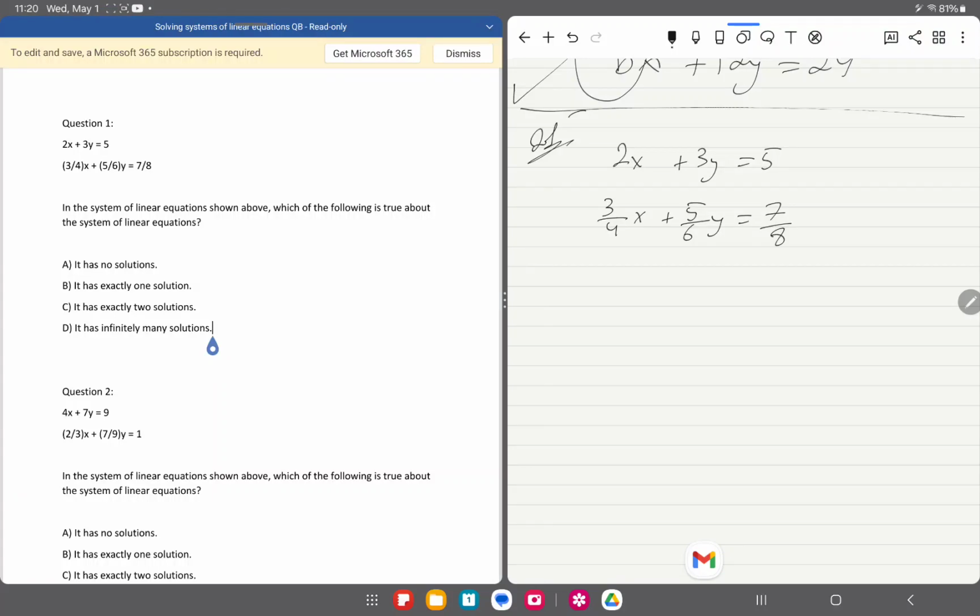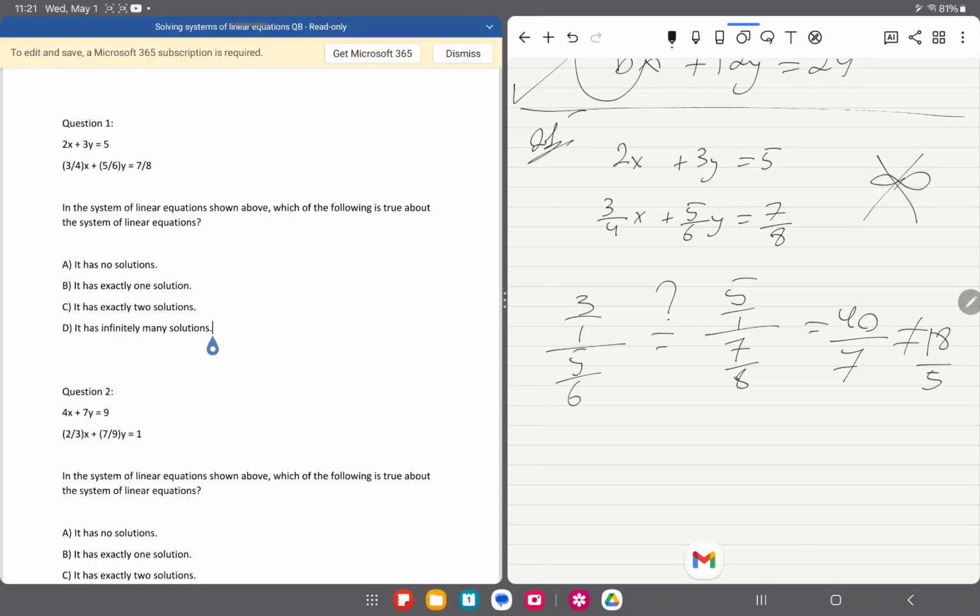Now, the first thing I'm going to check is the infinitely many solutions, to cross it out from my possibilities. So 5 over 7 over 8 is 40 over 7. Now, is 40 over 7 equal to 3 over 5 over 6? So 3 over 5 over 6 is 18 over 5. It's not equal. 18 over 5 is not equal to 40 over 7. So I've got infinitely many solutions outside of the picture.